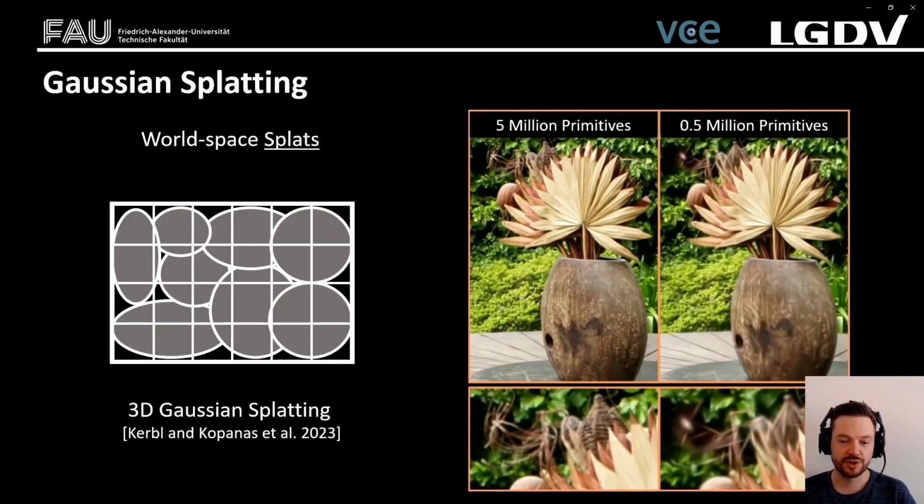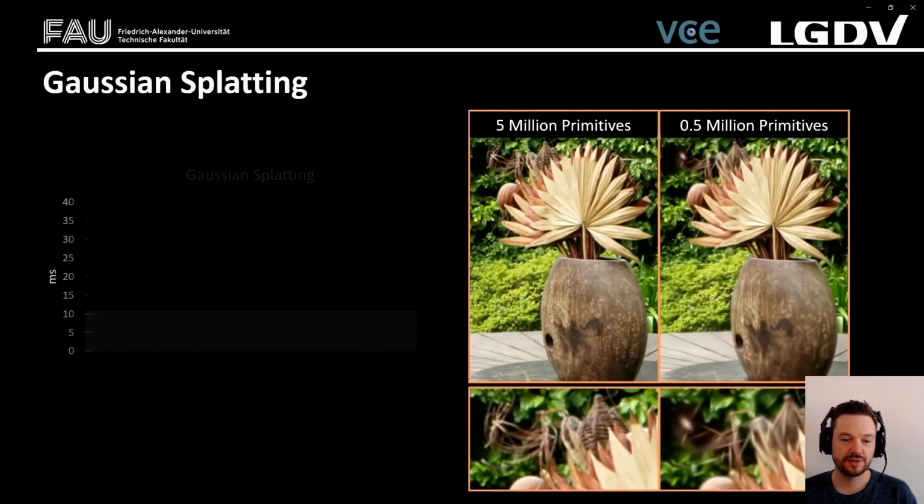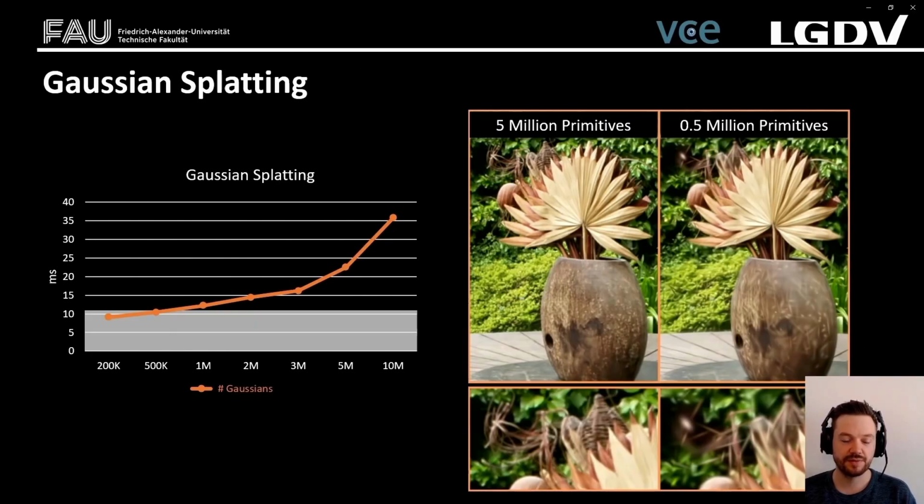Why do I show that? That's because 3D Gaussian splatting scales with the amount of primitives. So if we look at here, we can see that the base configuration of 3D Gaussian splatting isn't able to be rendered in VR out of the box. And for example, we would need to reduce the primitives to the result shown on the right to hit the VR budget.